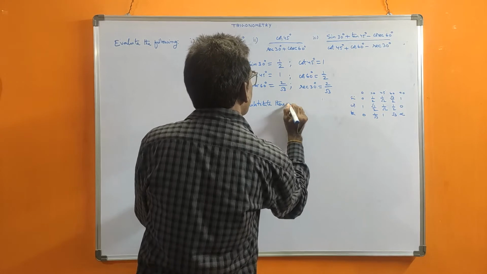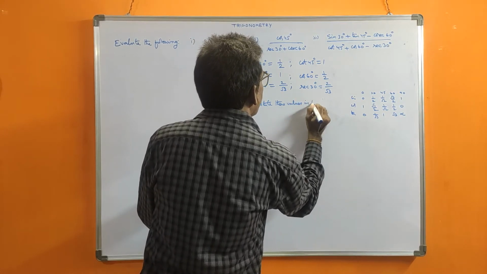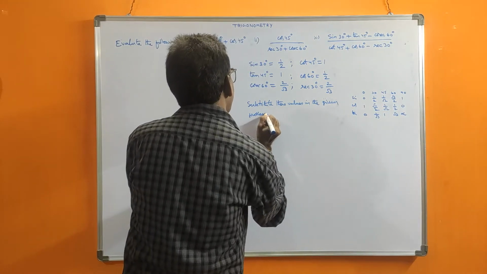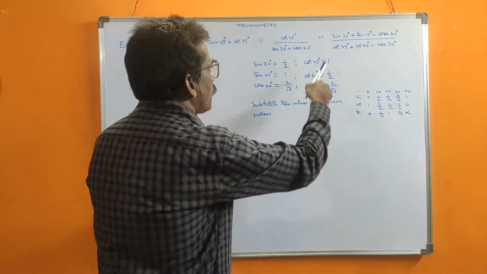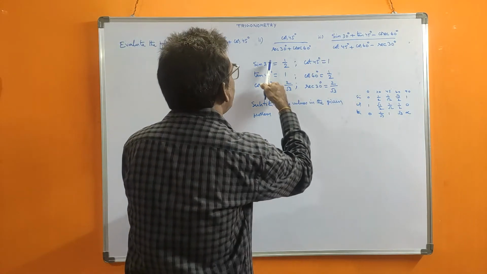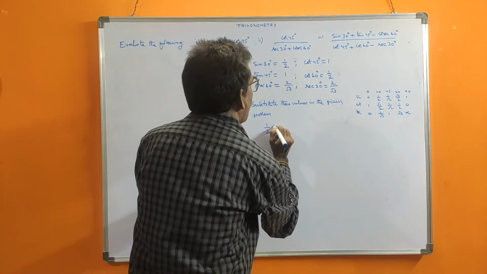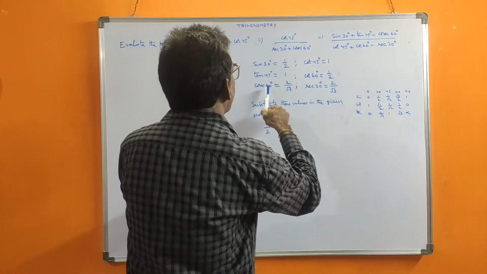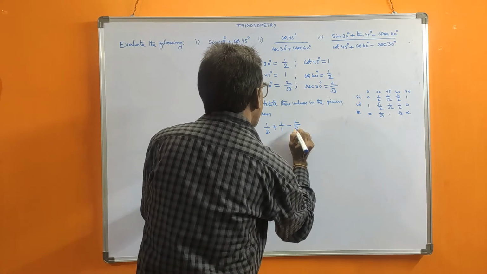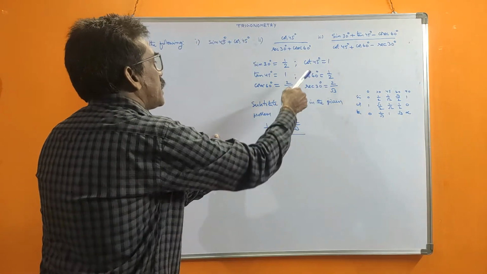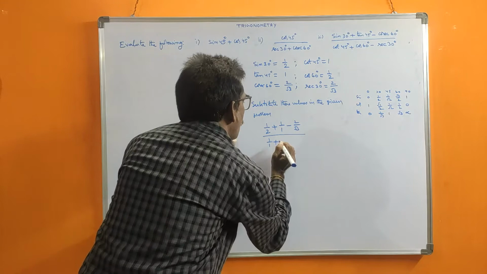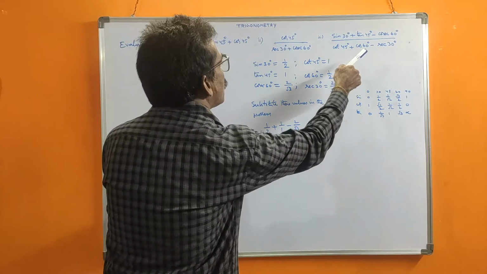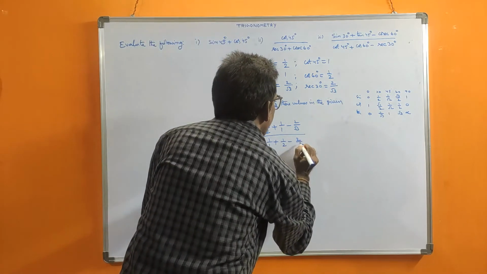these values in the given problem. Now, what is the given problem? It is sin 30, 1 by 2, plus tan 45, 1, that is 1 by 1, minus cosecant 60, 2 by root 3, whole divided by cot 45, which is 1, that is 1 by 1, plus cos 60, 1 by 2, minus secant 30, 2 by root 3.